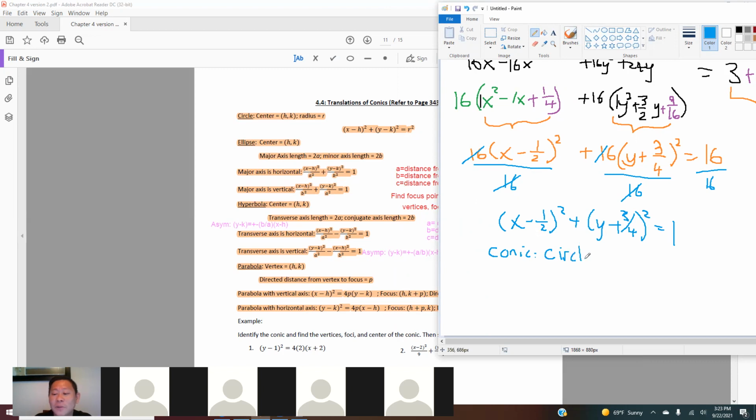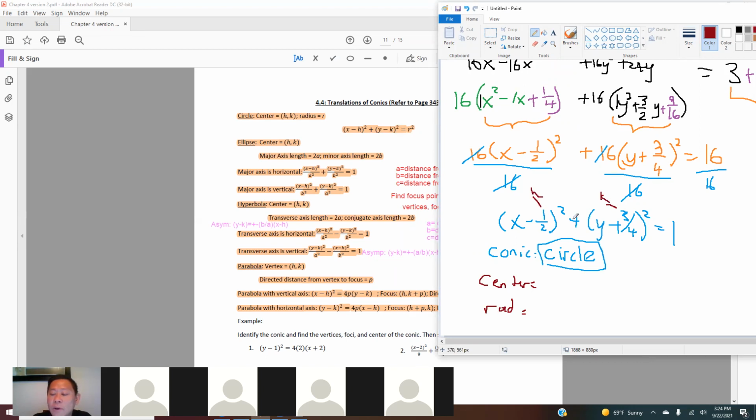So the difference between an ellipse and a circle is, for an ellipse, you have A and B on the bottom. That means A has to be bigger than B, but for a circle, they are the same. So for a circle, you need to know two things. You just need to figure out what is the center of the circle and what is the radius of the circle. The center of the circle is given by H, K. So this will be your H and this will be your K.